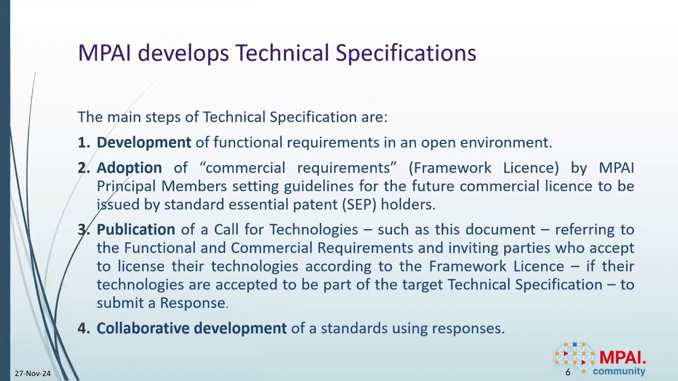So what is the job of MPAI? It is to develop technical specifications, essentially. And the main steps for the development of a technical specification are, first, we must have the functional requirements. And this is done in an open environment with participation also of non-MPAI members. Then adoption of commercial requirements, and this is what we mean by framework license, by MPAI principal members, setting guidelines for the future commercial license to be issued by standard essential patent holders.